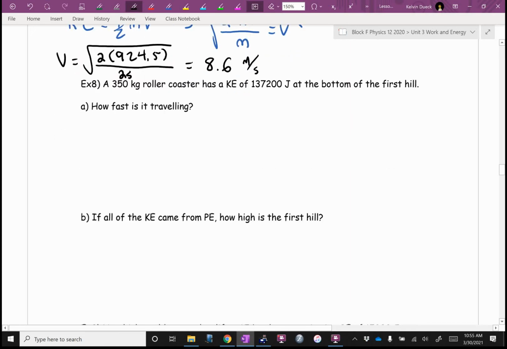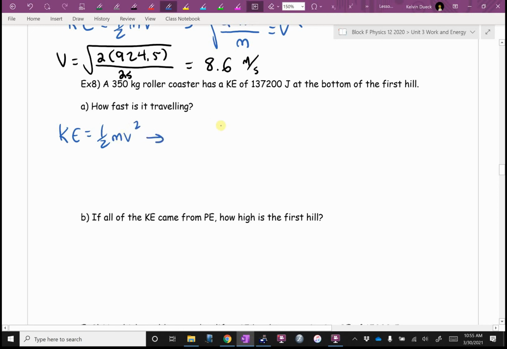So let's look at a roller coaster. Suppose you know that a 350 kilogram roller coaster has a kinetic energy of 137,200 joules at the bottom of the first hill. And I'll show you later how you can calculate how much energy it will have. Well, how fast is it traveling? KE equals a half mv squared. Get the v by itself.